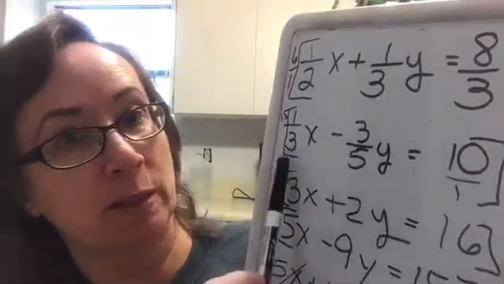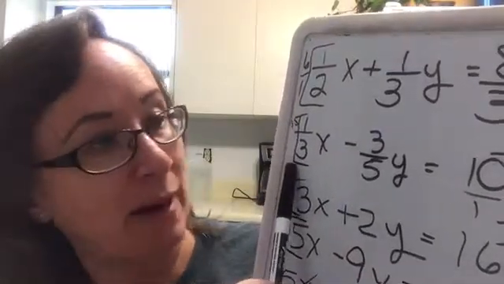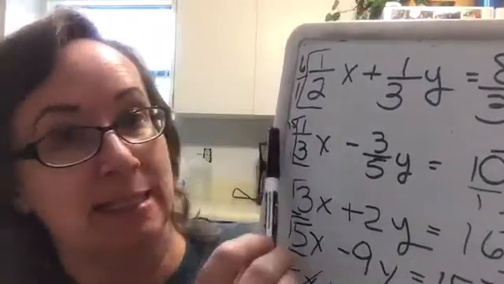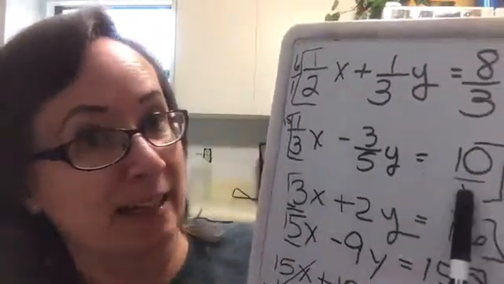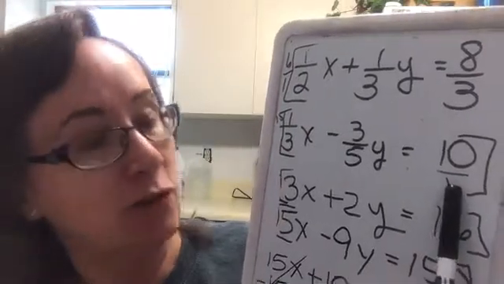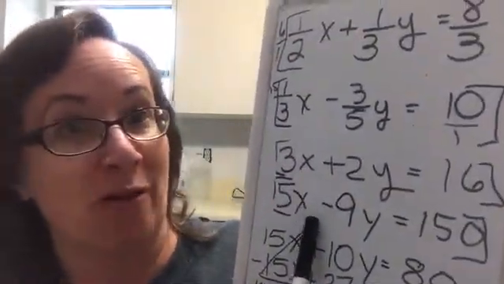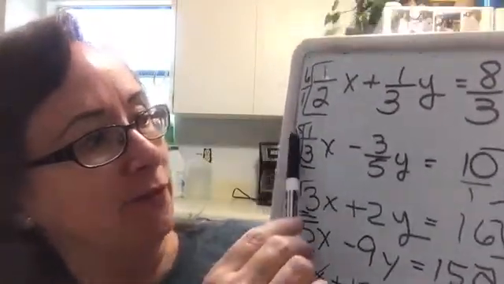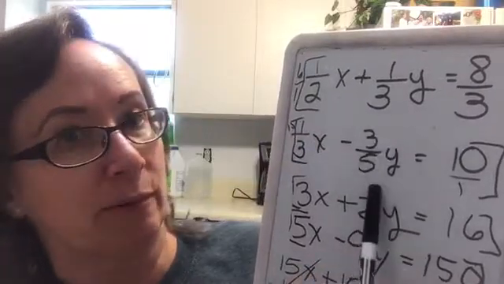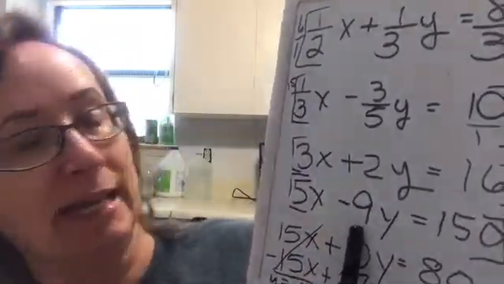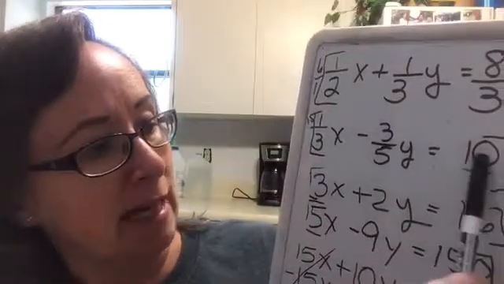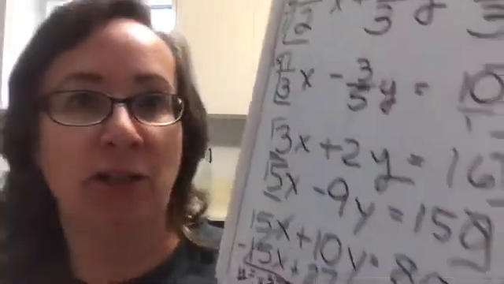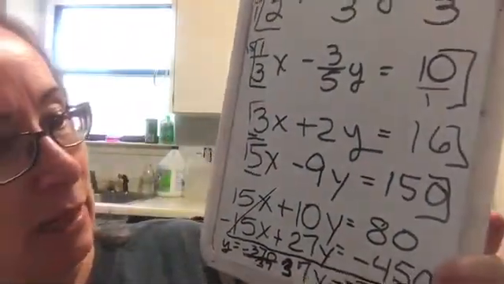So then I'm going to multiply the other equation by its least common denominator, which is a 3 times a 5, 15. So I'm going to multiply the second equation by 15 to get another equation that has no fractions. So 15 times 1/3 is 5x, and 15 times a negative 3/5 is going to be negative 9y, and 15 times 10 is 150. Remember, when you multiply by 10, you just add another 0 on the end, and you get your answer.